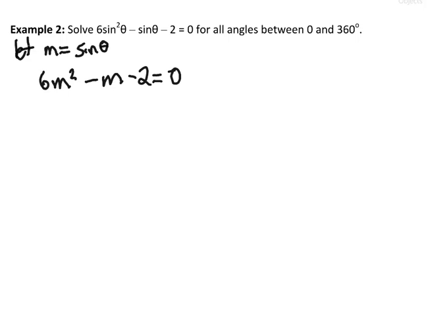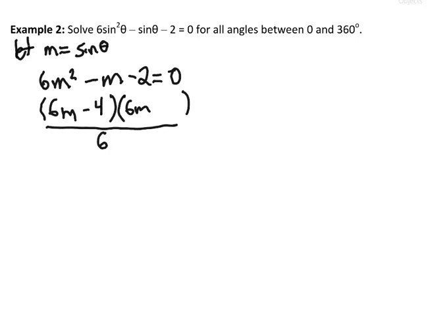So you can see that's a quadratic equation. How do we solve quadratics? Well, we factor them. So we factor this. It'll be 6m divided by 6. Now I'm looking for numbers that multiply to 6 times negative 2, so they have to multiply to negative 12. They have to add to negative 1. So what multiplies to negative 12 and adds to negative 1? Well, it would be negative 4 and positive 3. That would multiply to negative 12 and add to negative 1.